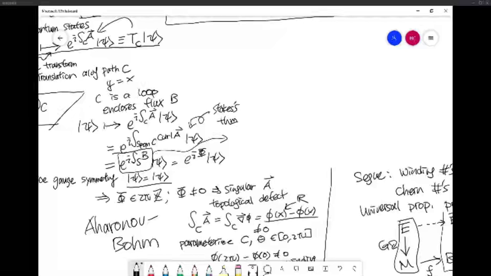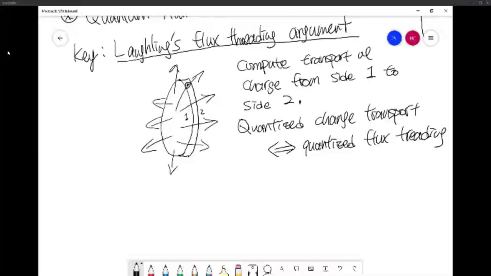And that's in the presence of a flux. So what he has shown, the Laughlin flux threading argument, is that quantized charge transport is equivalent to quantized flux threading. In other words, if you thread one single flux quantum through this band here, you're going to pump a single unit charge from side one to side two of the band. But conversely, if you pump this charge from side one to side two, you're going to induce a quantized flux through the band. And that's where quantum Hall effect comes in, right?